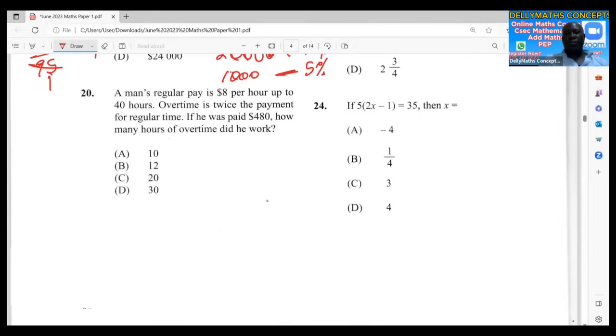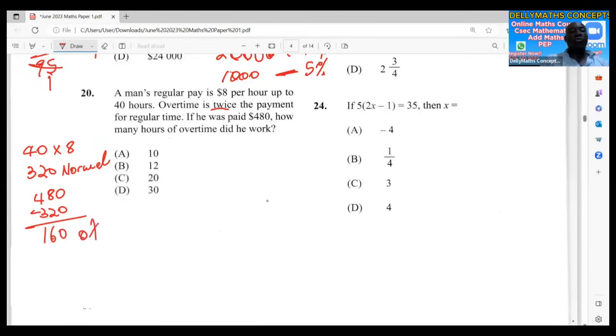A man's regular salary is $8 per hour, up to 40 hours. Overtime is twice his payment. If he was paid 480, how many hours of overtime did he work? Now, what you want to do is to know what he would have earned for 40 hours. 40 hours at $8 per hour, he's going to get $320. That's his normal pay, his basic. Now, you want to subtract this 320 from that 480. You're going to get $160. And this is going to be overtime money. So I'll call it OT money.